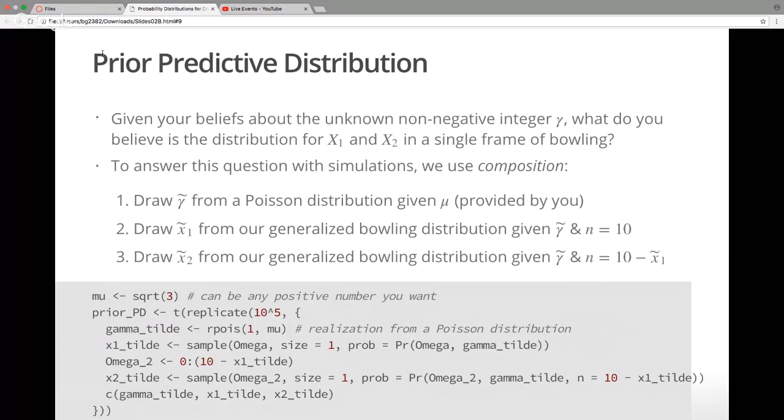And so we've essentially generated predictions for x1 and x2, but the predictions that we have generated take into account our uncertainty about gamma. We don't know exactly what gamma is, and so when making predictions about pins in bowling, we have to propagate our uncertainty about gamma to our uncertainty about the results of what's going to happen on this frame. But all this uncertainty propagation can be summarized very well with a large number of simulations.